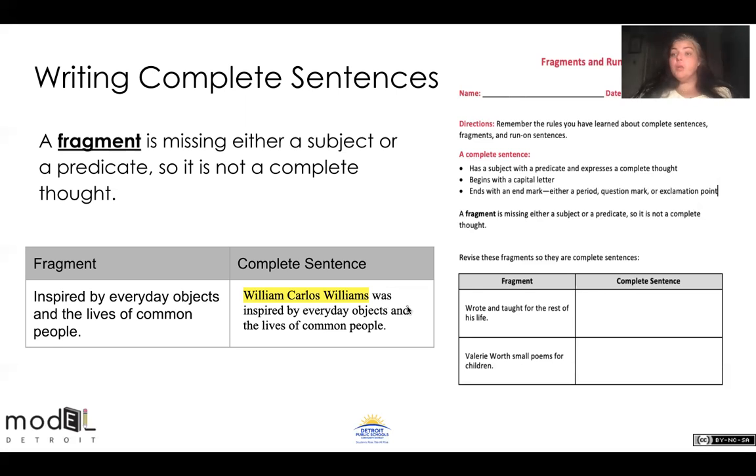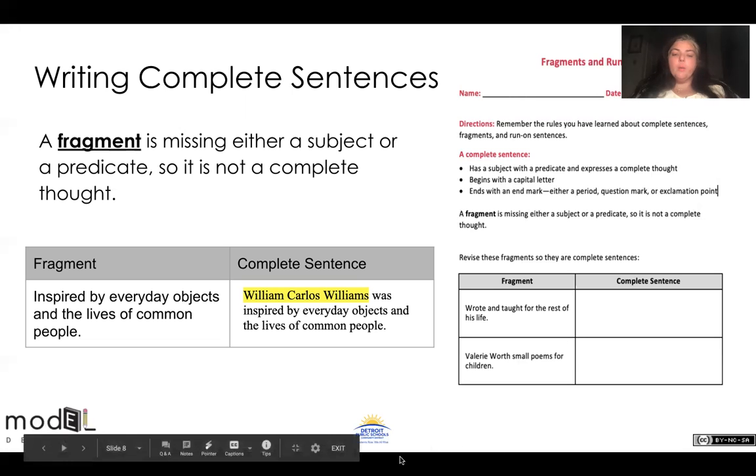Now it will be your turn at the end of this video to work on these two fragments. You will see this under the writing complete sentences document. So let me show you right quick what that looks like.